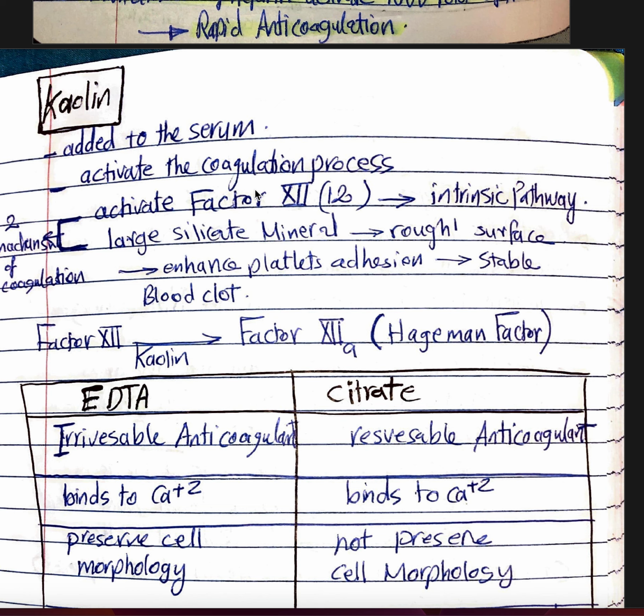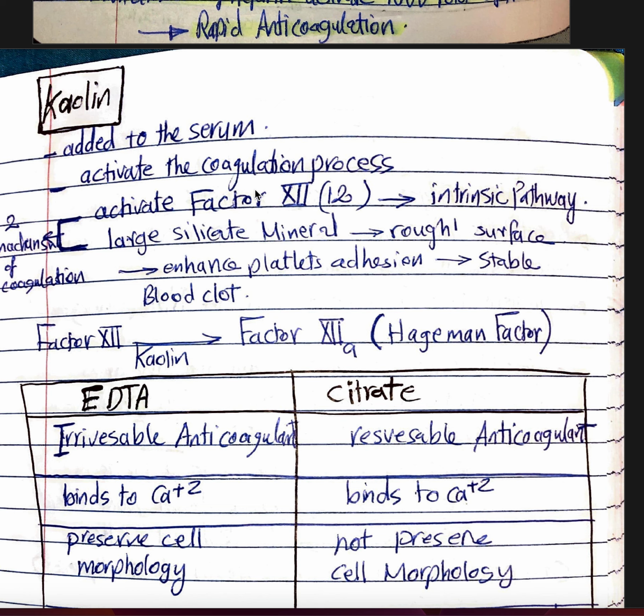So the question is, how does kaolin activate the intrinsic pathway? Why does kaolin activate the coagulation pathway? And the answer is because it causes a negative charge on the surface of the tube, and that leads to the activation of the clotting factors. Still, why does the negative charge activate the clotting factors?